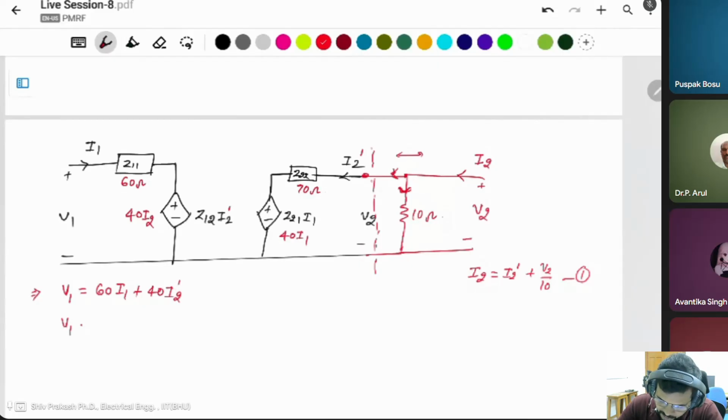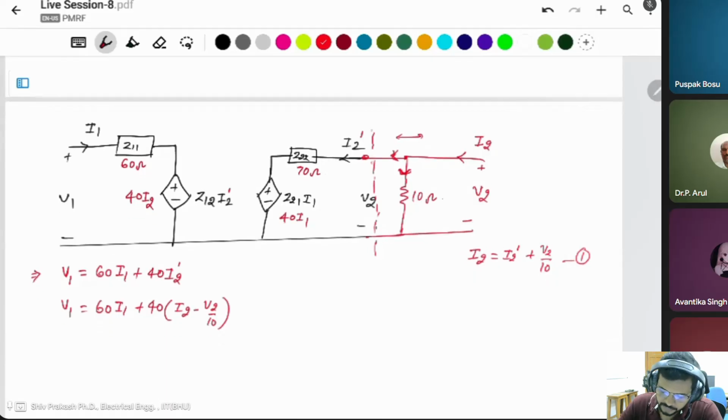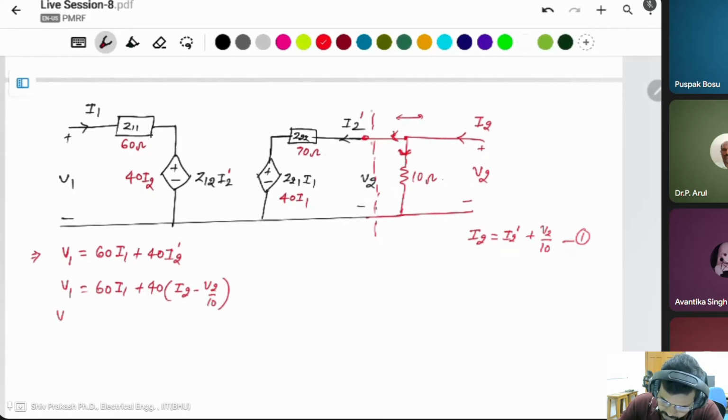Then you can say V1 is equal to 60 I1 plus 40. In place of I2 dash, we simply replace it with I2 minus V2 by 10. Then V1 is equal to 60 I1 plus 40 I2 minus 4 V2. So equation number first. Same, you can apply KVL in this loop 2. This is loop 1.